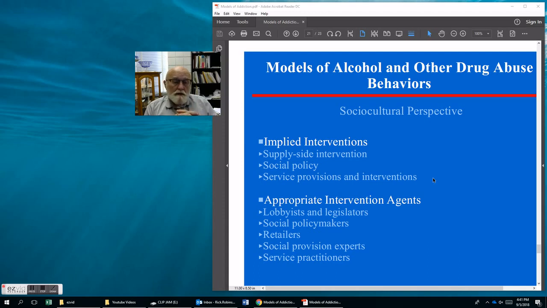So the intervention agents are the people who make the laws and can change the laws. So lobbyists, of course, try to work with legislators and the policymakers. Retailers have to make the decision about serving alcohol, but it's a pretty rare business that's not going to want to sell alcohol. Social provision experts and practitioners, and so on. So this is just a bigger look, a look at the larger environment in the way that it influences individuals.